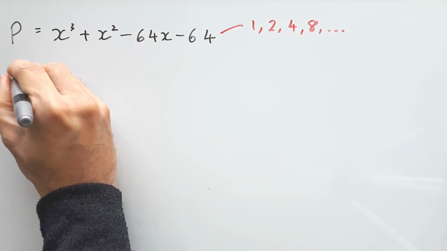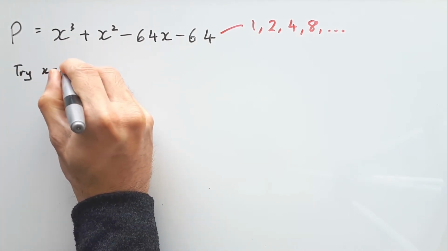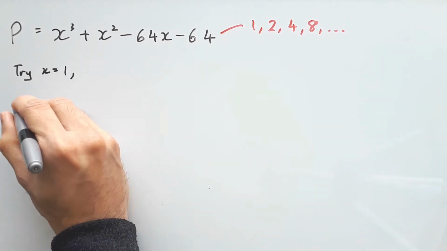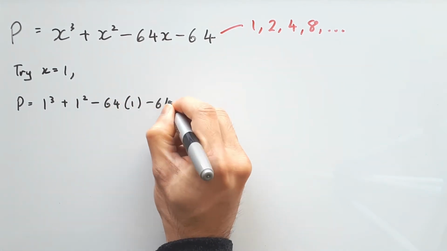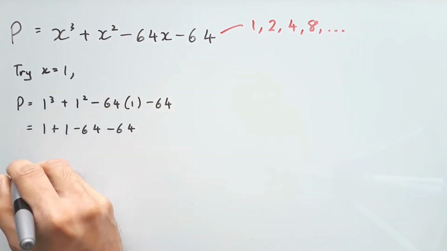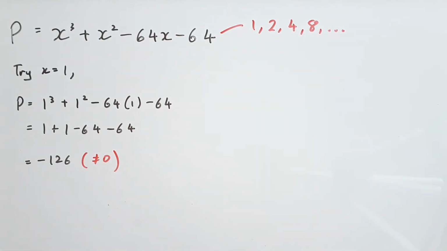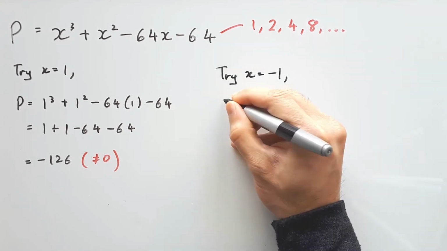So the first thing we're going to try is x equal to 1. And if that doesn't work, then we will try the negative version of that. So for x equal to 1, if you sub the value of 1 back in, we'll find the polynomial is equal to negative 126, which is not equal to 0. The aim is to get 0, right? If you get 0, that means that x is actually a solution to this polynomial, or in other words, it's an x-intercept. So let's try x equal to negative 1 and see if that gives us 0.